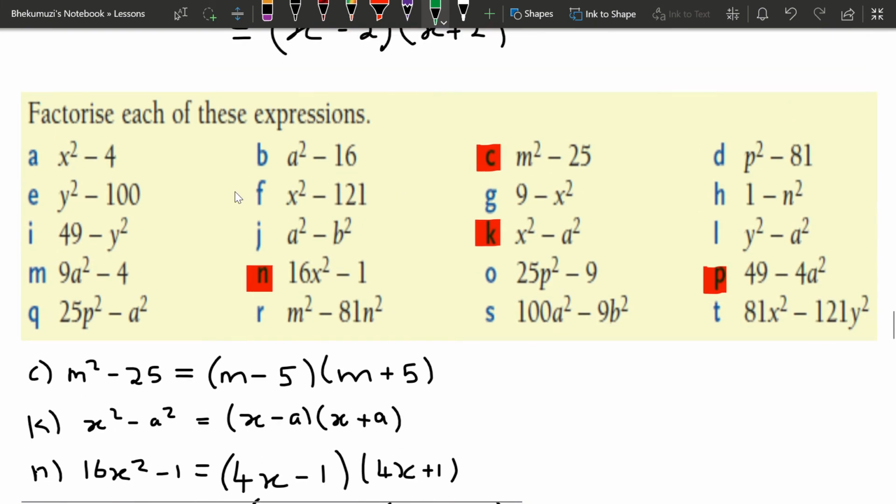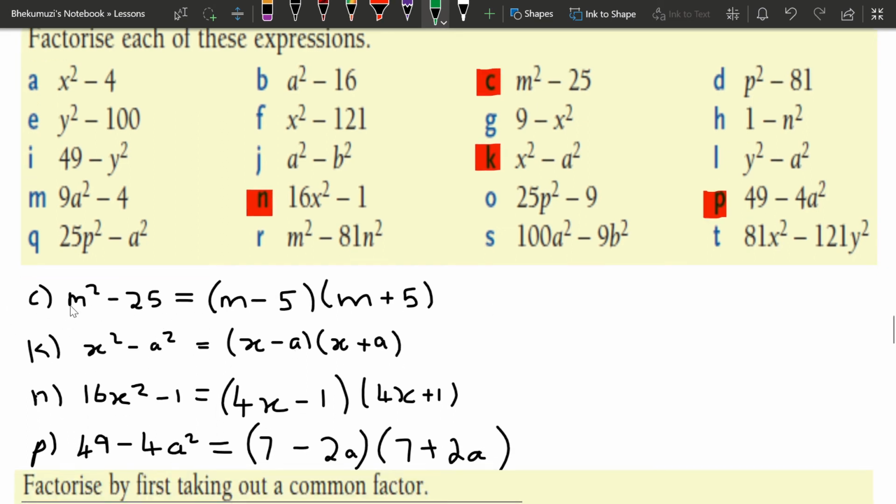So here are some exercises that you can try on your own, but I have C, K, N, and P, which is done in the video. So here we have m to the power 2 minus 25, and we find that that's m minus 5, m plus 5, right? We have x squared minus a to the power 2. Both of them are difference of two squares. Therefore, we have x minus a and x plus a, right? Again, as I said, you are going to ignore the squares at the top, and then you say it's x minus a as is, and then you change this sign and put a positive sign, so it would be x plus a.